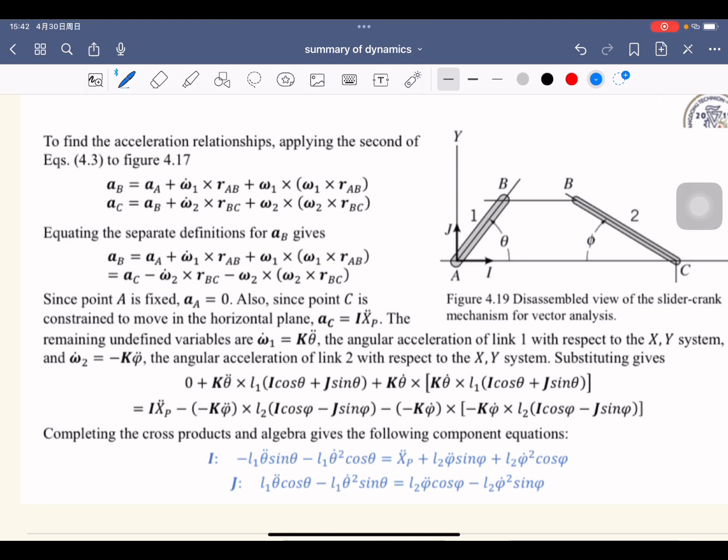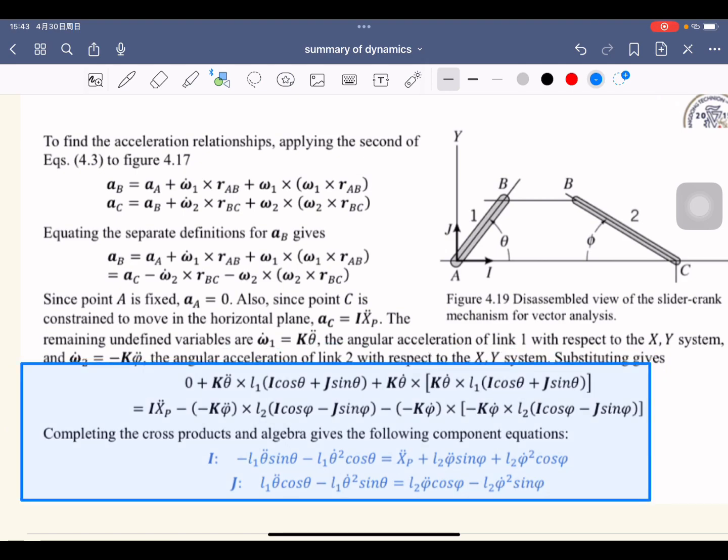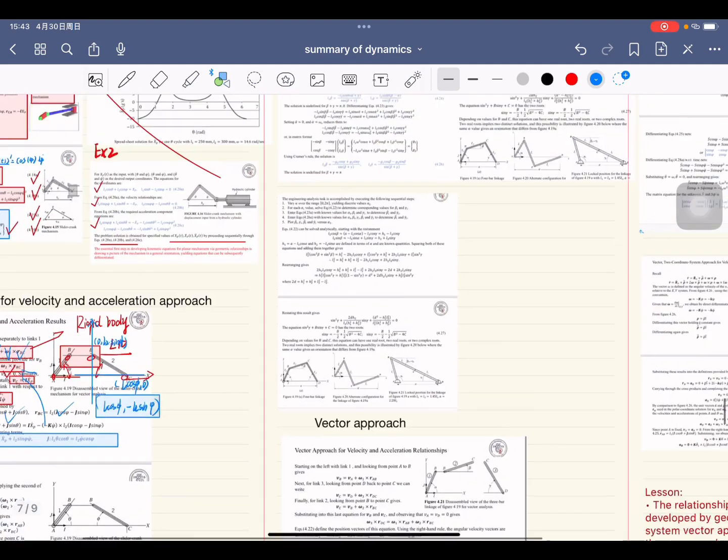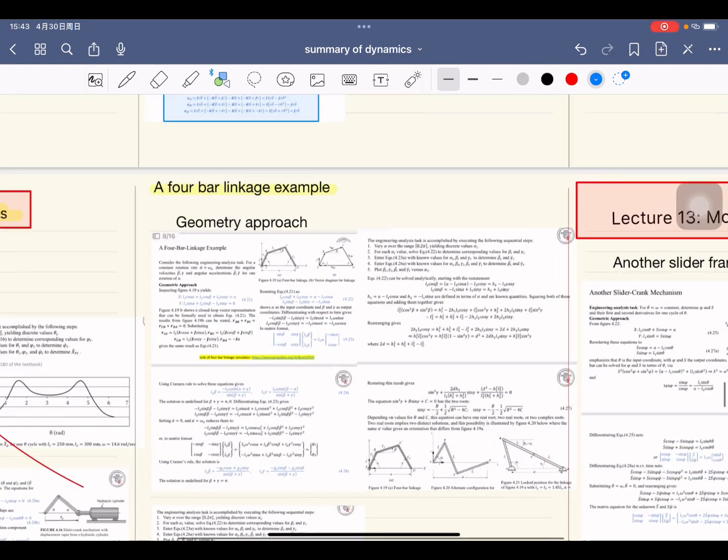With AB, you can find that the acceleration of A would also be 0. And AC will also only have one direction of acceleration. Omega 1 and omega 2 are also easily known. So the angular acceleration of link 2 with respect to the XY system, substituting gives, you can also make such a function. You could also divide it into X and Y components. Okay, X and Y components. So you will find that actually it's not very difficult.